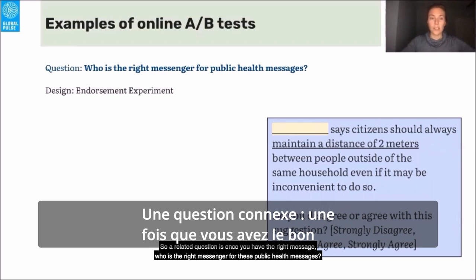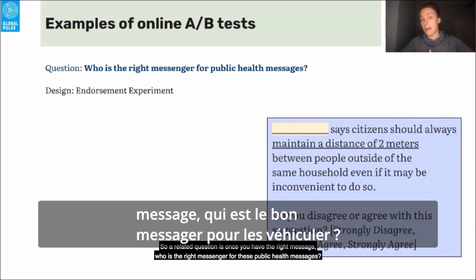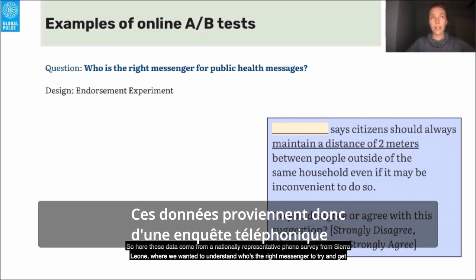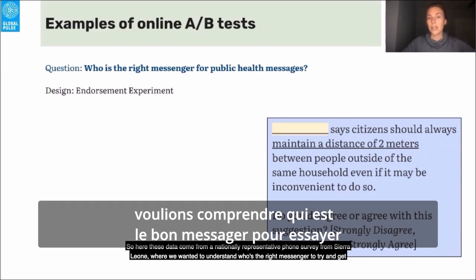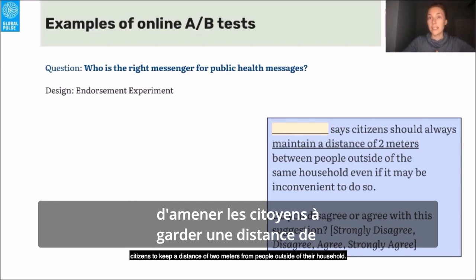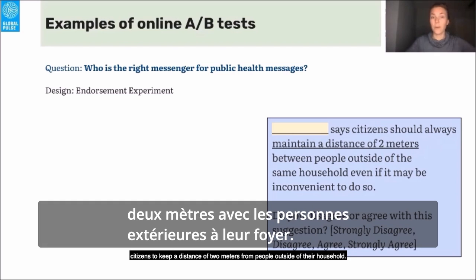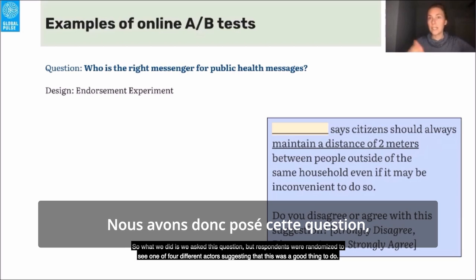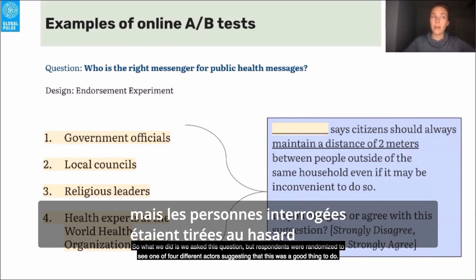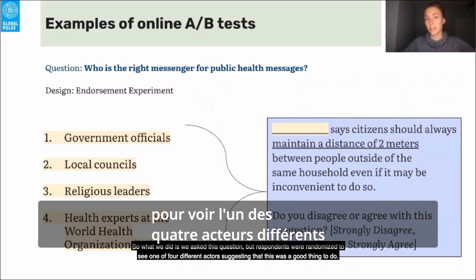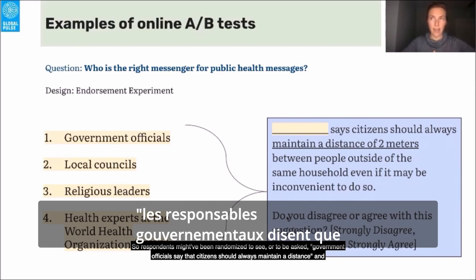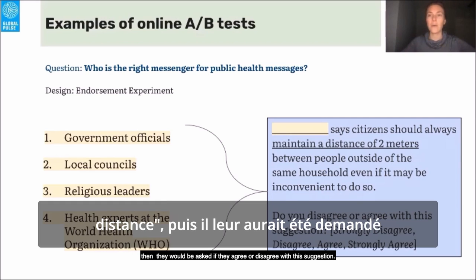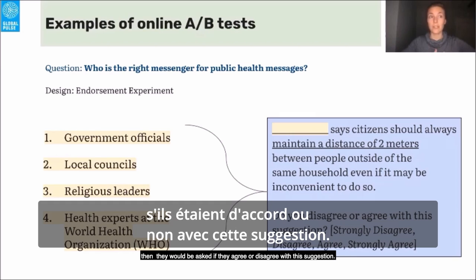So a related question is, once you have the right message, who is the right messenger for these public health messages? So here, these data come from a nationally representative phone survey from Sierra Leone, where we wanted to understand who's the right messenger to try and get citizens to keep a distance of 2 meters from people outside of their household. So what we did is that we asked this question, but respondents were randomized to see one of 4 different actors suggesting that this was a good thing to do. So respondents might have been randomized to be asked, government officials say that citizens should always maintain a distance, and then they would be asked if they agree or disagree with this suggestion.